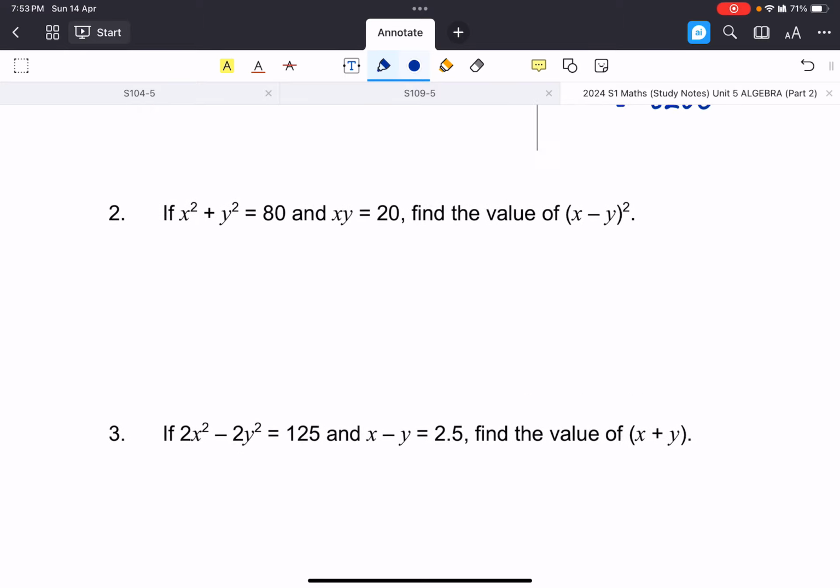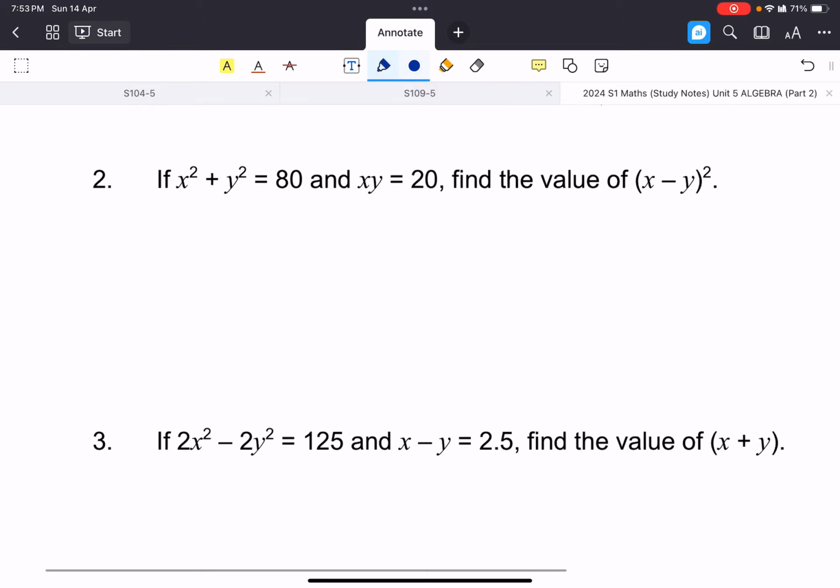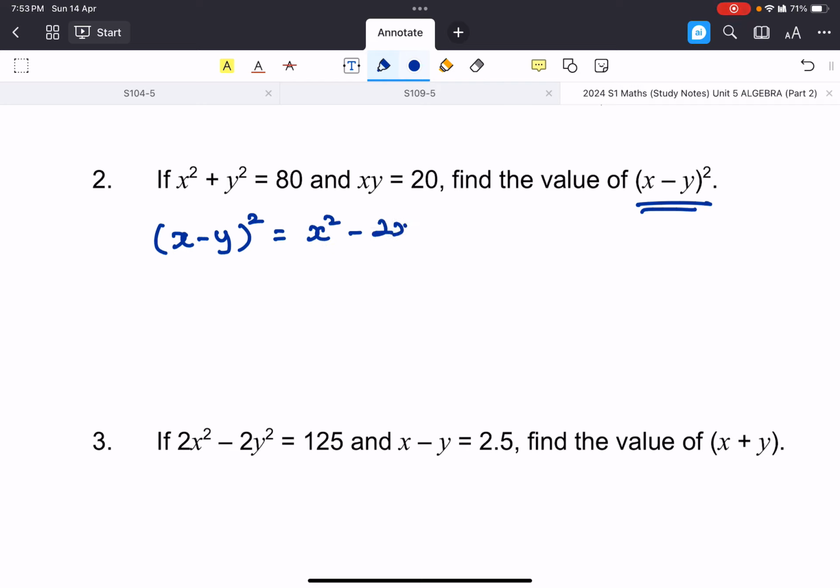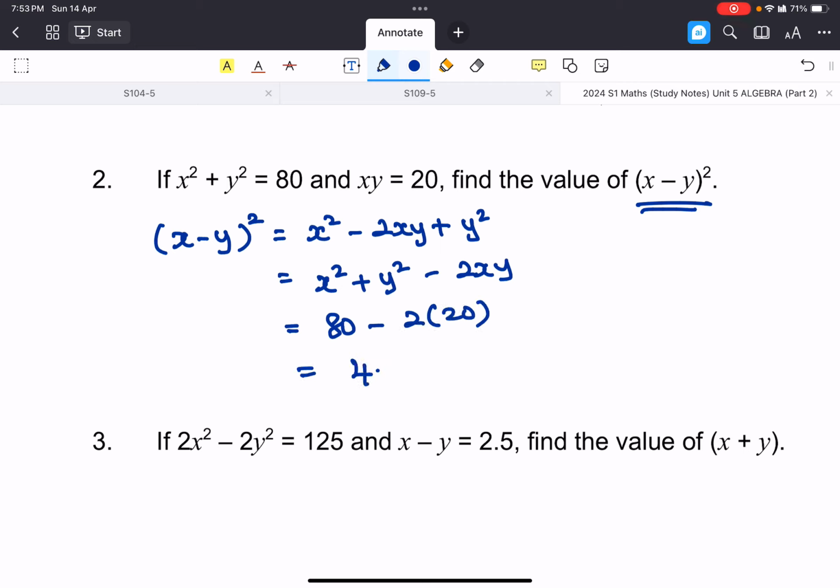Well, how about question 2? Question 2: if x squared plus y squared is 80, xy is 20, find the value. So we want to find this thing, right? So what we can do is we recognize that x minus y squared is actually x squared minus 2xy plus y squared. We rearrange it. This is x squared plus y squared minus 2xy, right? Which gives us 80 minus 2 times 20, which will give us 40. Not too difficult, right?